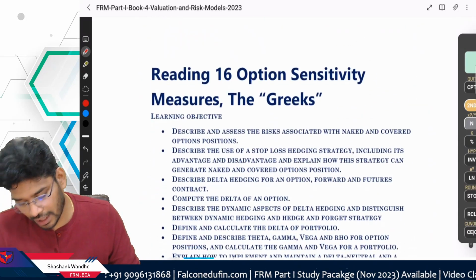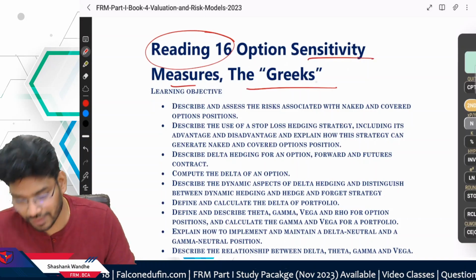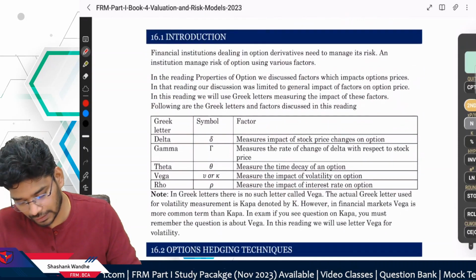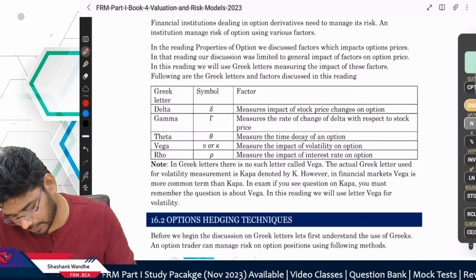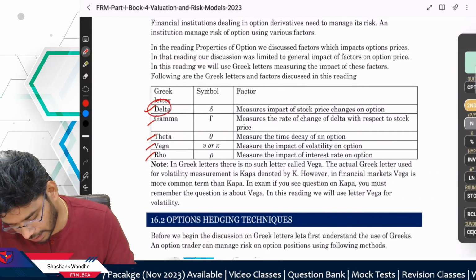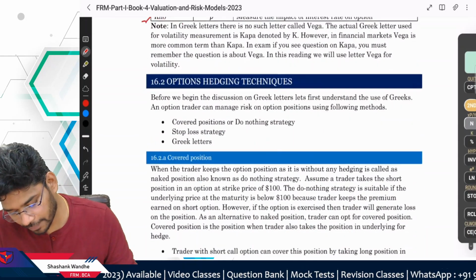Okay. So then we have reading number 16, option sensitivity measure, the Greeks. In Greeks, we have delta, gamma, theta, vega, rho. Most important are delta, gamma and vega. Theta and rho are not that important.